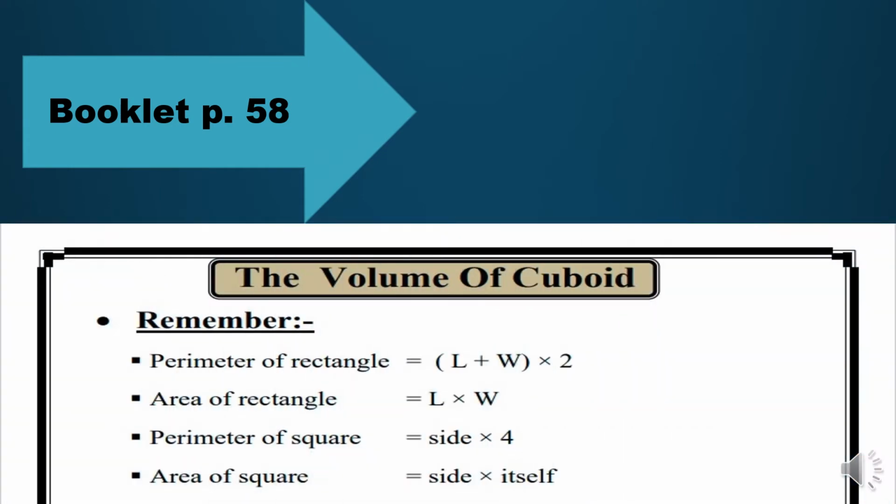Booklet page 58. Let's remember together: the perimeter of the rectangle is length plus width, times 2. The area of the rectangle is length times width. The perimeter of the square is side times 4. And the area of the square is equal to side times itself, which is side times side. Very important rules.